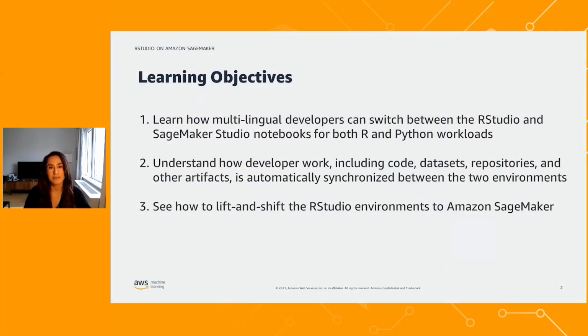So for the learning objectives for this workshop, first, you're going to learn how multilingual developers can switch between the RStudio and SageMaker Studio notebooks for both R and Python workloads. You're going to understand how developer work, including code, datasets, repositories, and other artifacts, are automatically synchronized between the two environments. And thirdly, you're going to see how to lift and shift the RStudio environments that you have to Amazon SageMaker.